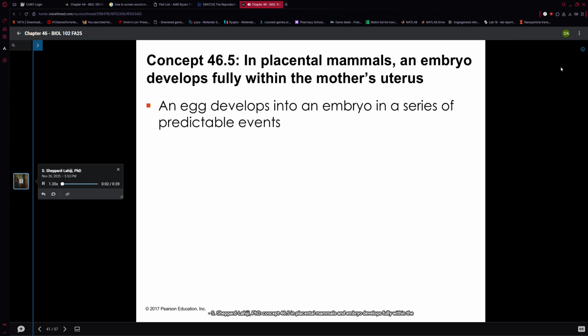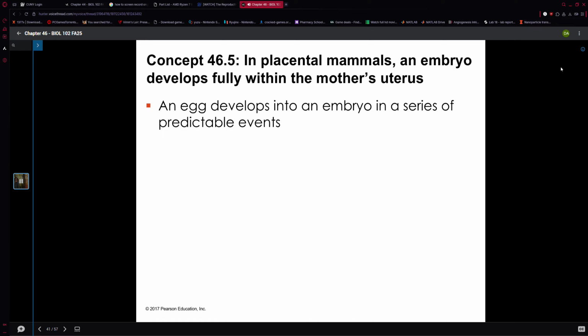Concept 46.5. In placental mammals, an embryo develops fully within the mother's uterus. So this is internal fertilization, where all of the development stays internal, and then there is utilization of a placenta. So there's a blood supply that helps to provide that nourishment. This is a concept that we talked about in the earlier voice thread slides. So there are specific events in which the egg transitions into that of an embryo, and we'll go through some of those major events within this module.